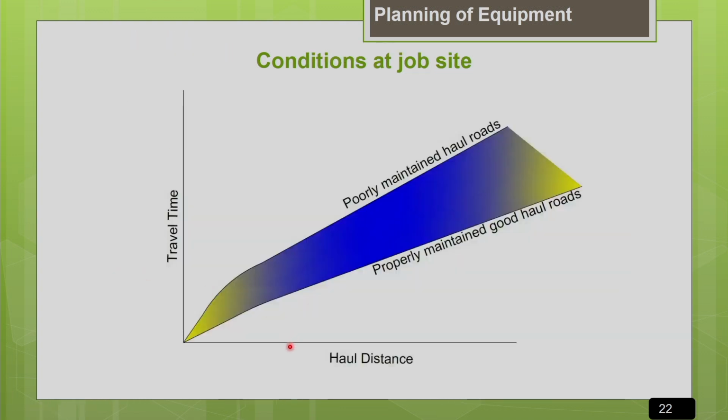So this graph shows you the difference in the travel time of a vehicle which is running over a poorly maintained haul road and another vehicle running on a properly maintained haul road. You can see there is a significant reduction in the travel time of the machine. So this will definitely influence or affect the productivity of the machine and the cost of the project.